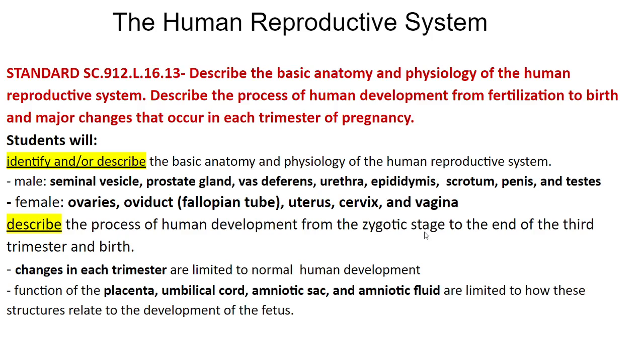When I looked over the standards, mostly what you're going to have to know is some definitions. What are these terms? And then you're going to have to know, as a fetus develops from fertilization to birth, what's happening in each trimester, and what things like the placenta, the umbilical cord, the amniotic sac, and the amniotic fluid do, and yeah, that's it.